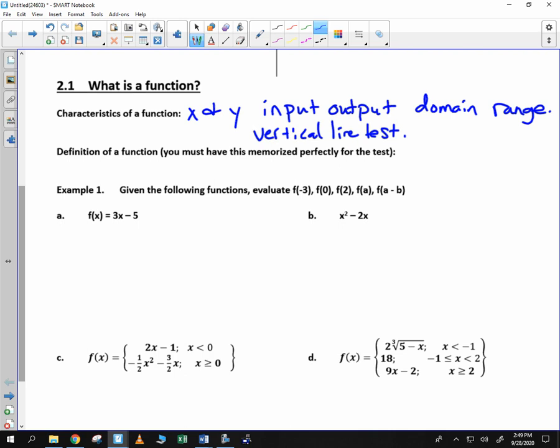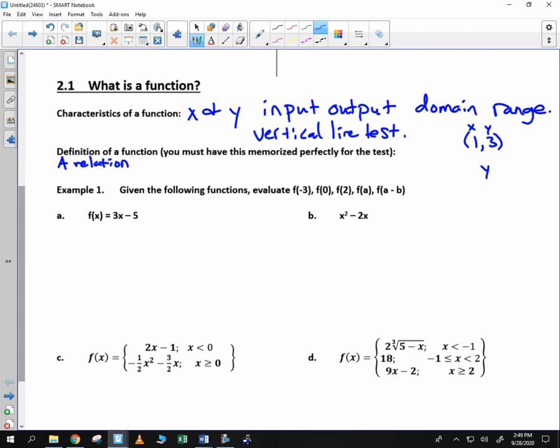And what it is, it's a relation. And it's a special kind of relation. And a relation is simply something that expresses a relationship. So for example, just the coordinate (1, 3) is a relation. It has a domain of 1 and a range of 3. And so the input 1 gives you an output of 3.